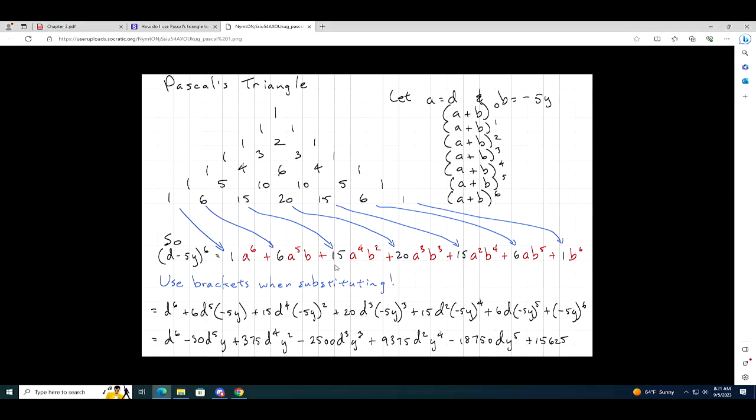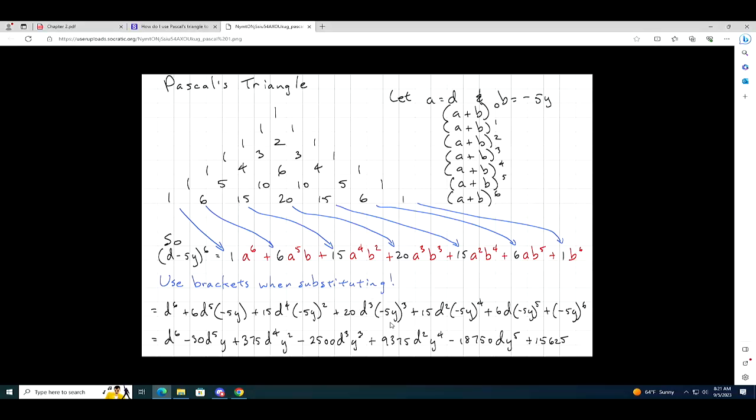So you just, the first one, you lower the exponents down one at a time. And the second term, the b, whatever it is, it doesn't have to be, it can be something like negative 5y. It goes up by a power each time. And then the coefficients in front of it are these.